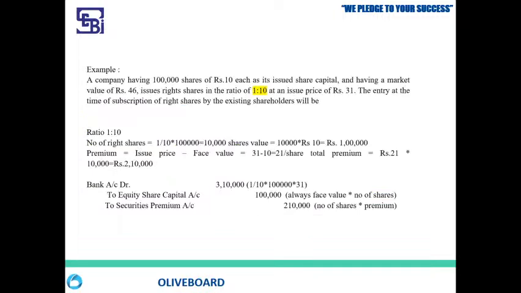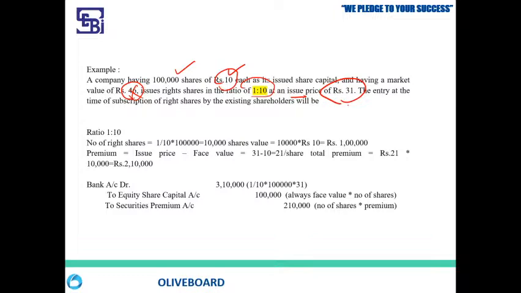Here I have given an example. Company having 1 lakh shares of 10 each as its issued share capital, having a market value of rupees 46, issues right shares in the ratio 1:10 at an issue price of 31. Remember, premium will be calculated from your issue price and the face value. No need to talk about your market value. This is just given to confuse you.